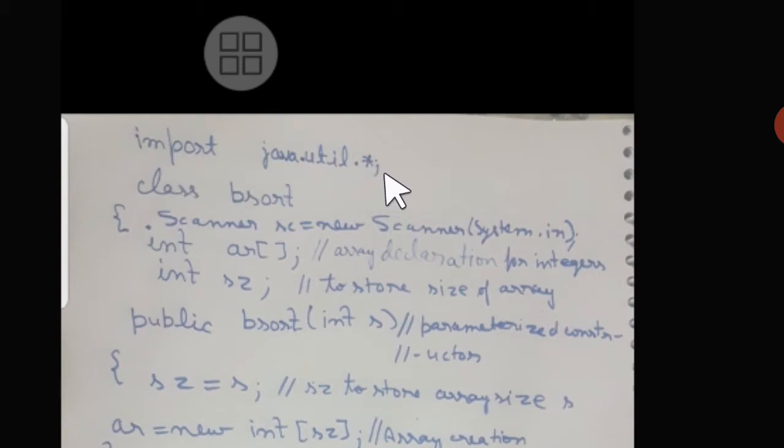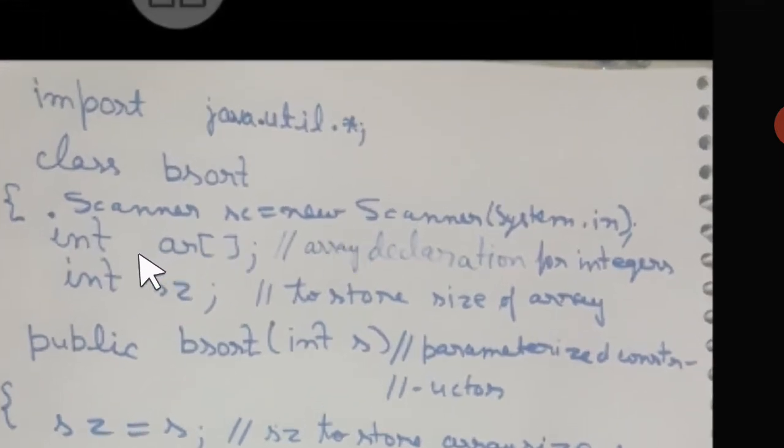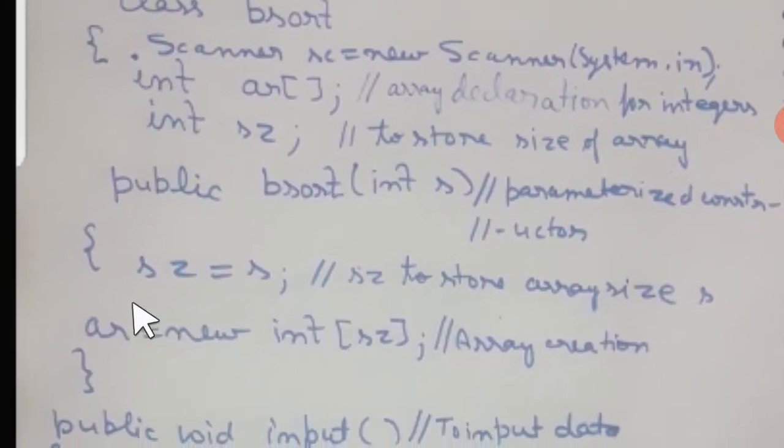import java.util.* is the first statement for a scanner, because we need to input the data, and semicolon is a must over here. After that, array declaration. It's not creation, only declaration. It's int type, so int ar[], and we have done it all in a class bsort. The class name is bsort. Remember, it's very important. Now after that, int sz to store the size of the array. Now after that, students, we have a parameterized constructor to initialize sz, which is the size here, with the s, and finally this sz will be kept here in this square bracket in this array creation.